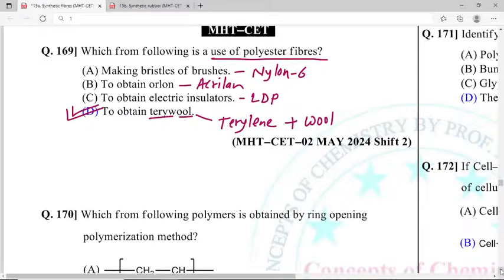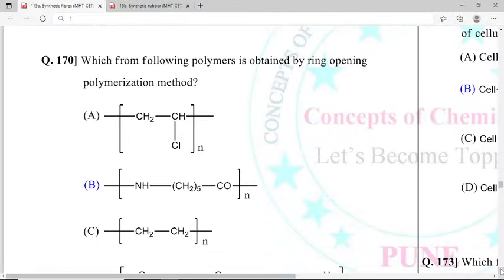Which of the following polymers is obtained by ring opening polymerization? This is very important. Whenever ring opening, there should be nylon 6. So this is your answer, nylon 6 polymer. Epsilon caprolactam should contain 6 carbons.